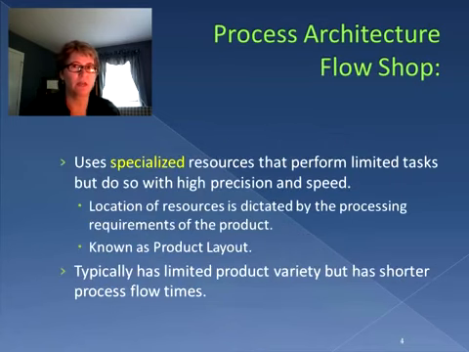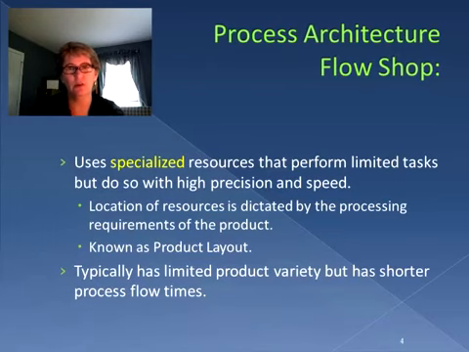The other end of the spectrum is the flow shop. This flow shop is designed specifically for a particular type of product. And this is what many people think of when they think of an assembly line. There are specialized resources that perform specific tasks for that particular product. One product goes through the assembly line. You don't have another product doing that. That's why it's also known as the product layout. So again, when we're thinking about that operations frontier, we have specialized resources. We're giving up flexibility in order to have higher cost effectiveness and also a much shorter process flow time.